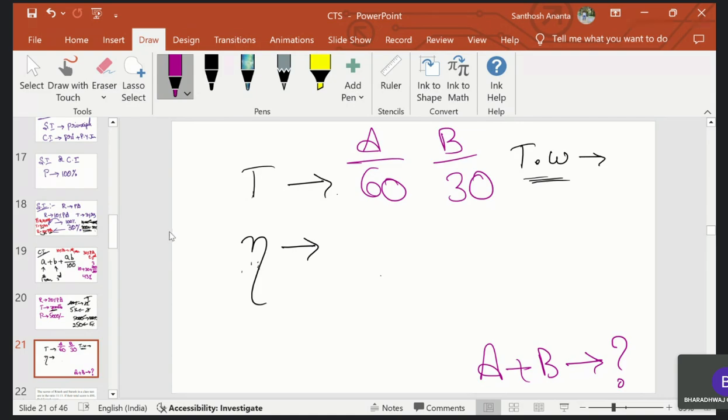Now look here, we know the times. Time taken by A to finish the total work is 60 days. Time taken by B to finish the total work is 30 days. Now the first step is you need to find out the total work.